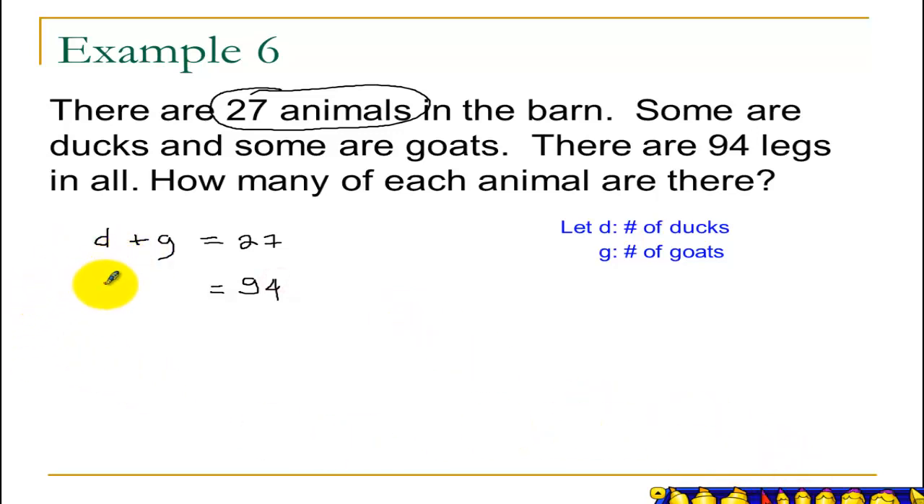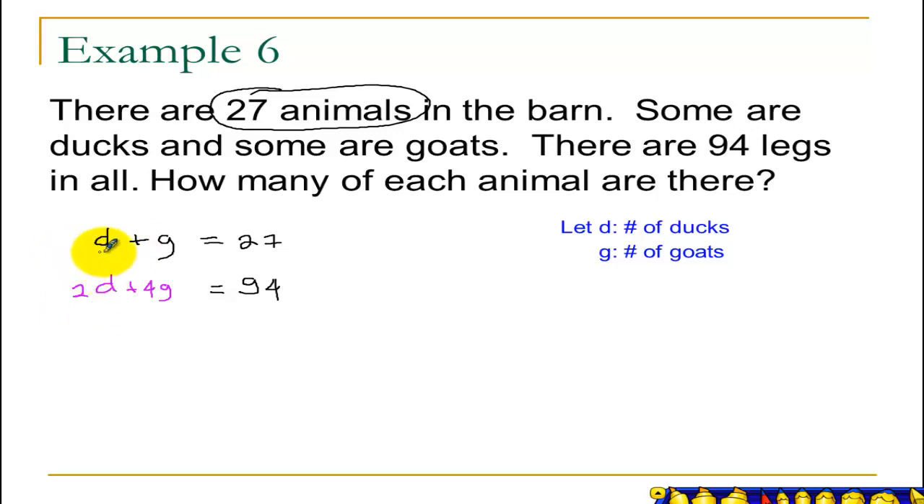Now, how many legs do we have for ducks? We only have 2. So for every duck, we have 2 legs. For every goat, we have 4 legs. So to represent the number of legs, we are going to write 2d plus 4g equals 94. Alright, so we need to solve for d and g. We can either eliminate d or g. So let's eliminate our d.